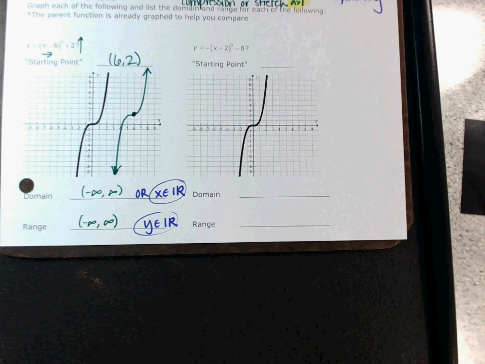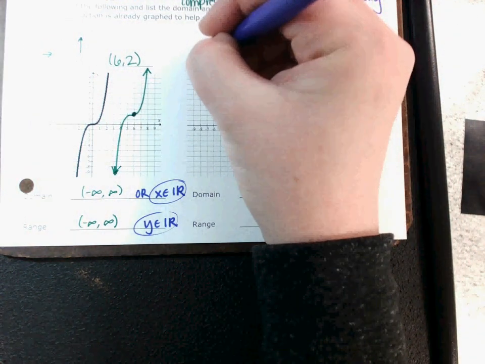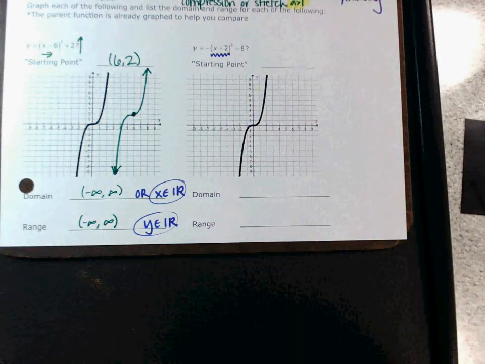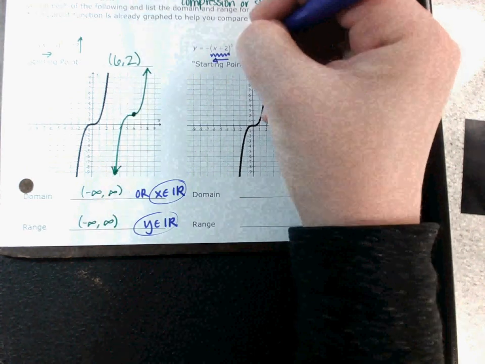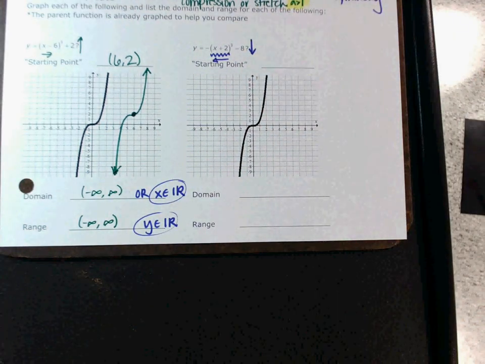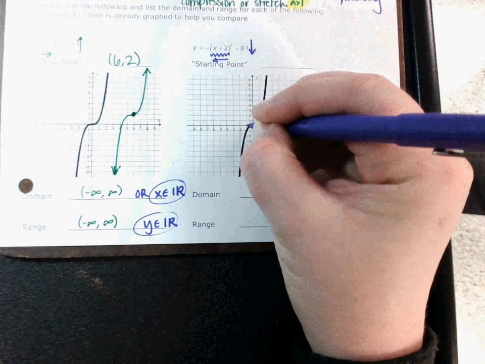Okay, think about where we're going to put our starting point. I have a plus 2 in parentheses. That means I'm really shifting to the left 2. Minus 8 tells me I'm shifting down 8. So I'd go left 2, down 8, put your start point.